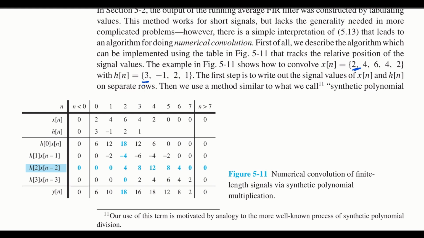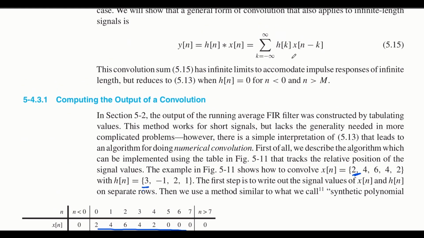Now the step-by-step procedure you have to use is this. You first write your x of n's down in a tabular manner, and that's what you see. Then you can write your h of n's as well. Once you do that, the next process is to calculate the convolution. If you remember, the convolution is given by this formula: h of k multiplying x of n minus k.